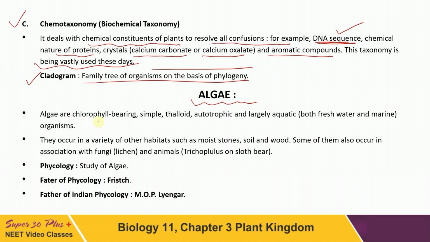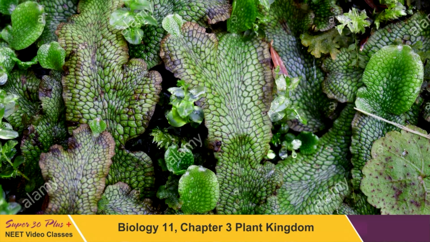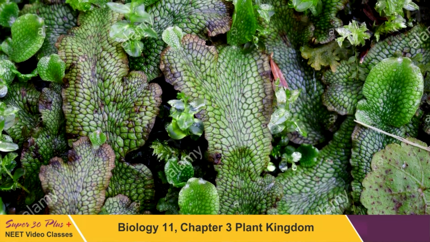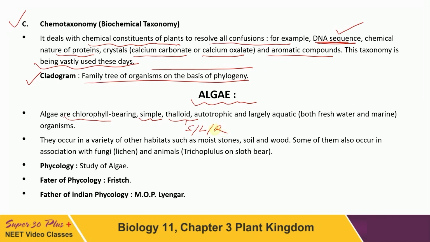Algae are chlorophyllous, green, and very simple. Thalloid means there is no stem, leaf, or root-like structure; all of these are absent. The body is thalloid. They are autotrophic, green in color, and can do photosynthesis. They are largely aquatic, found in water. No doubt some exceptions are there, but most algae are found in water, both in fresh water as well as marine. This is an important feature of algae.